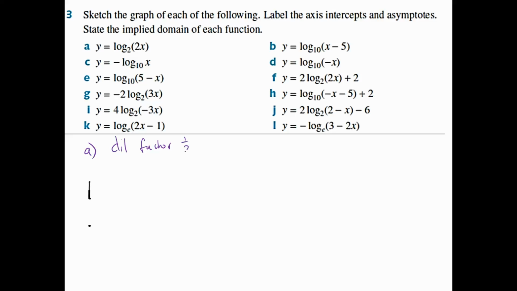1/2, because you're dealing with the x. So from the y-axis. Fantastic. So that just makes it compressed towards the y-axis. Okay, so we know it's thinner. So that's A. What about C?